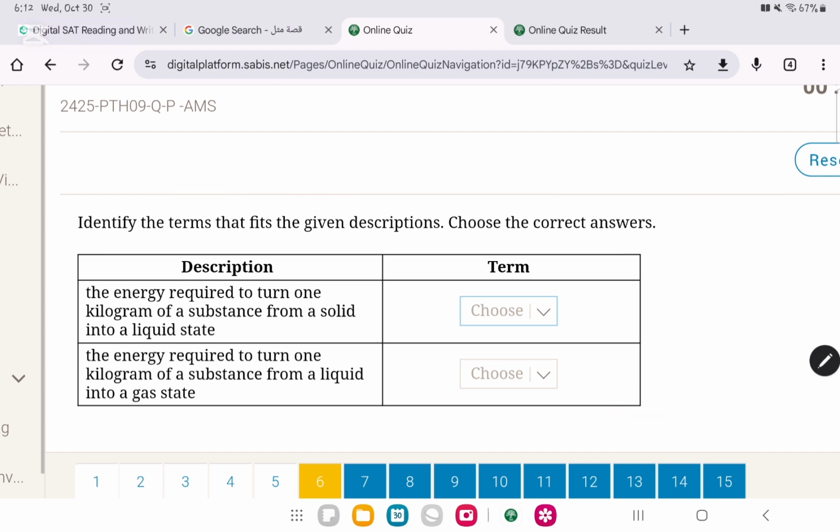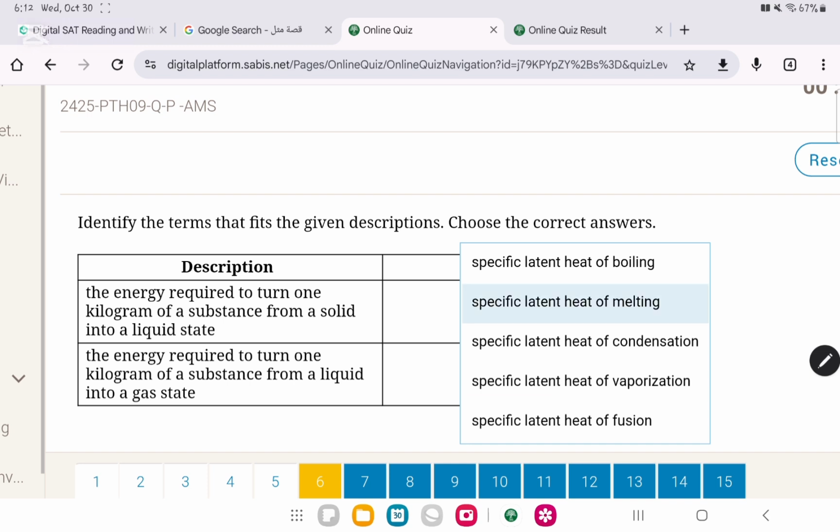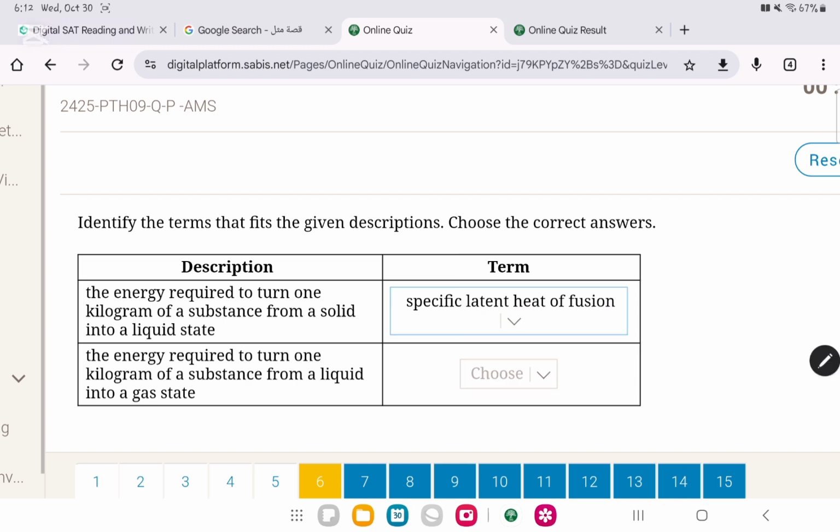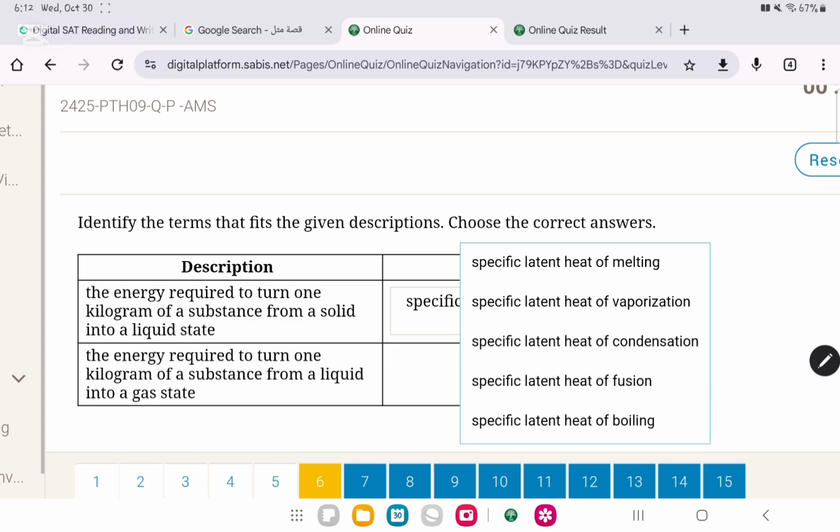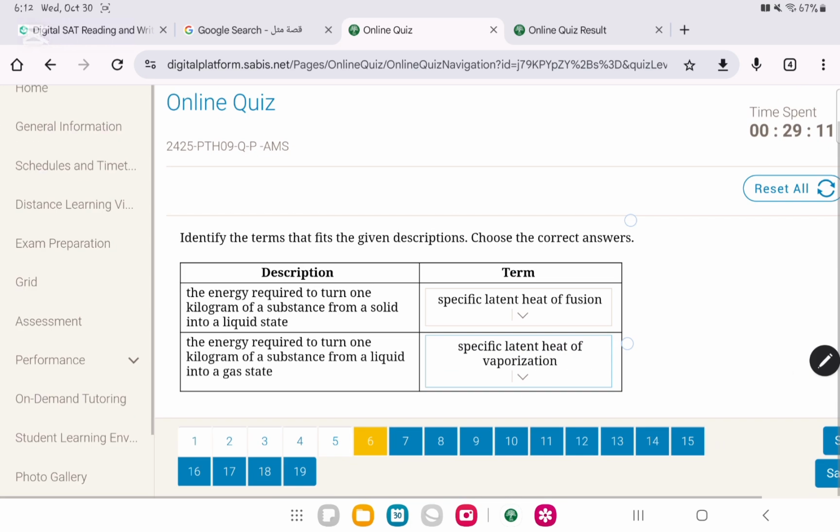So if we're going from a solid to a liquid, and we're required to turn 1 kilogram, the keyword is 1 kilogram, then it is the specific latent heat of fusion. However, in the next one, 1 kilogram of a substance going from a liquid to a gas, we call this the specific latent heat of vaporization.